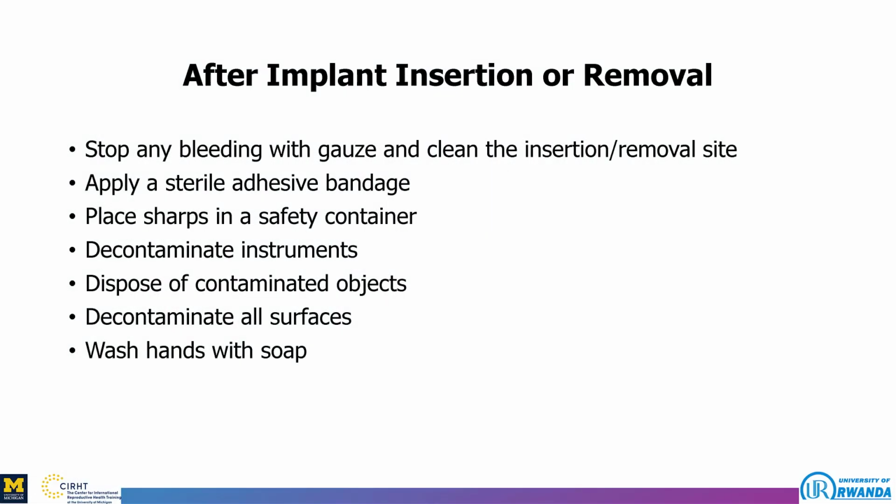After implant insertion or removal, what do we need? You stop any bleeding with the gauze and clean the insertion or removal site. You apply adhesive bandage. Put sharps in a safety container. Decontaminate instruments. Dispose of contaminated objects or decontaminate all surfaces. Wash hands with soap. You can see this one in the video above.